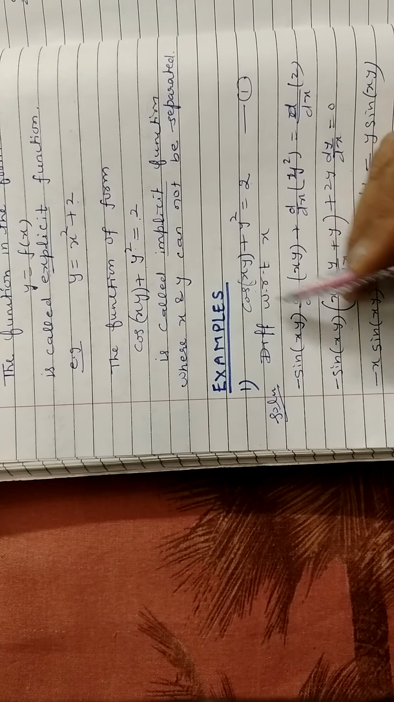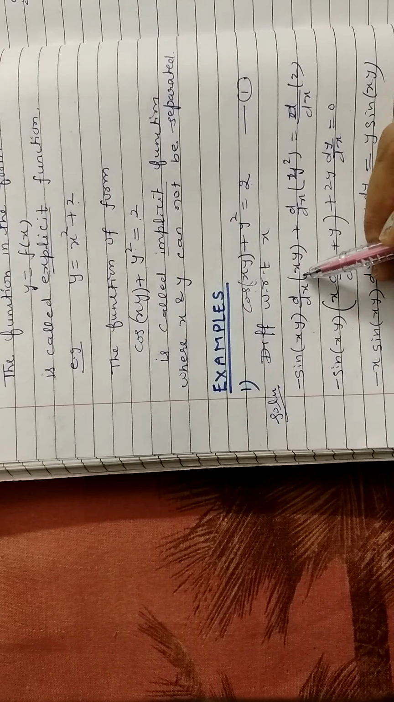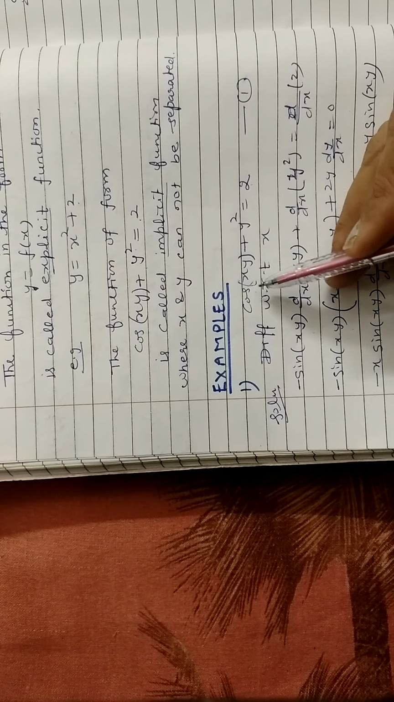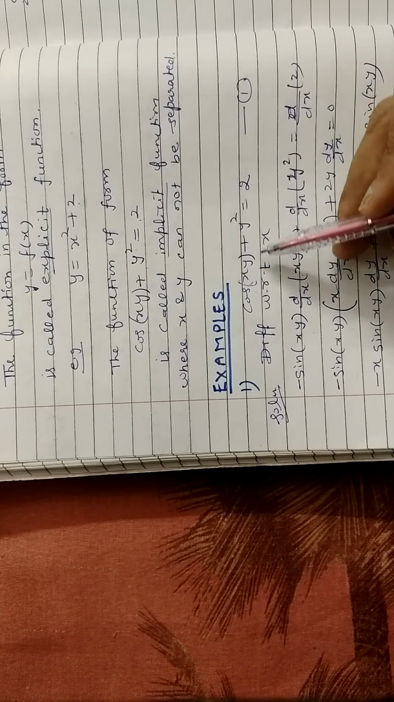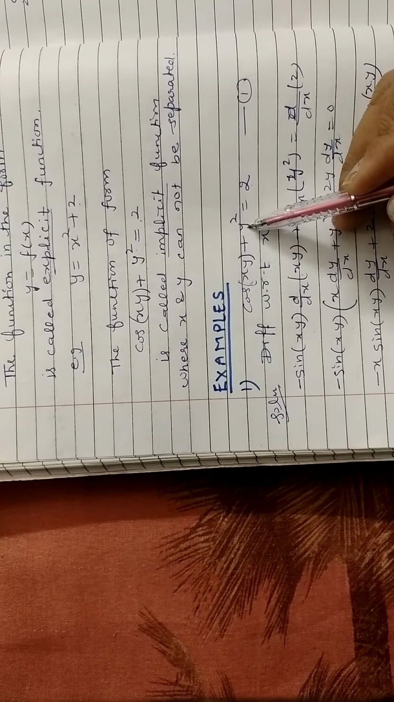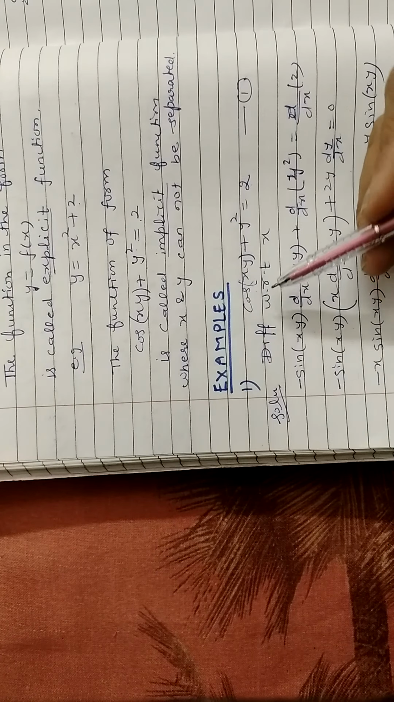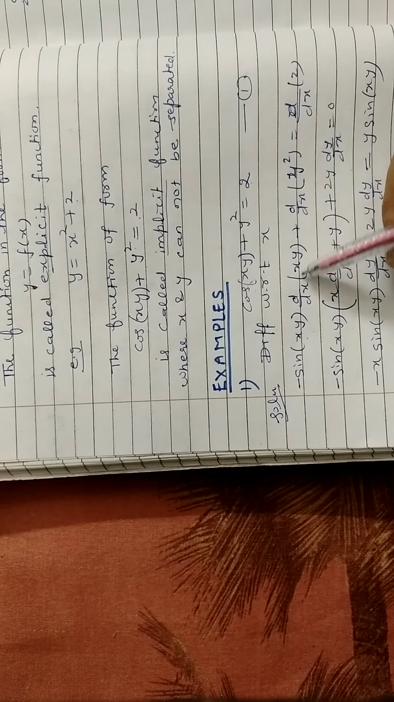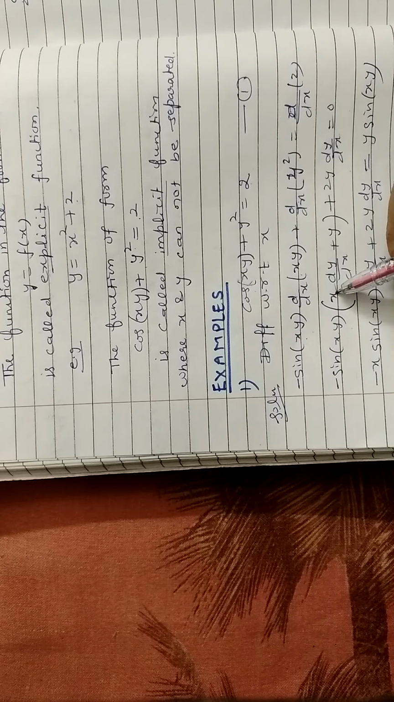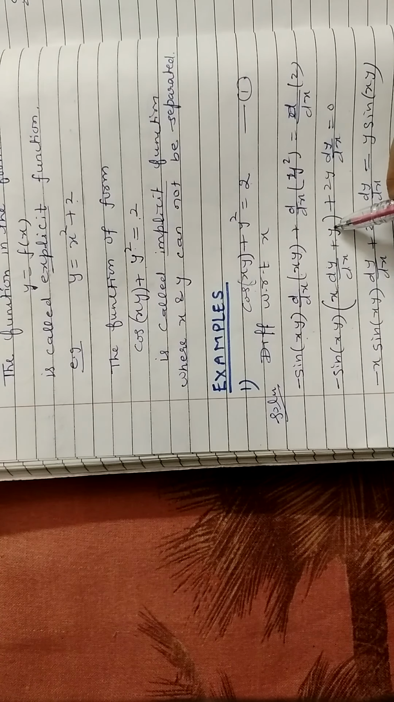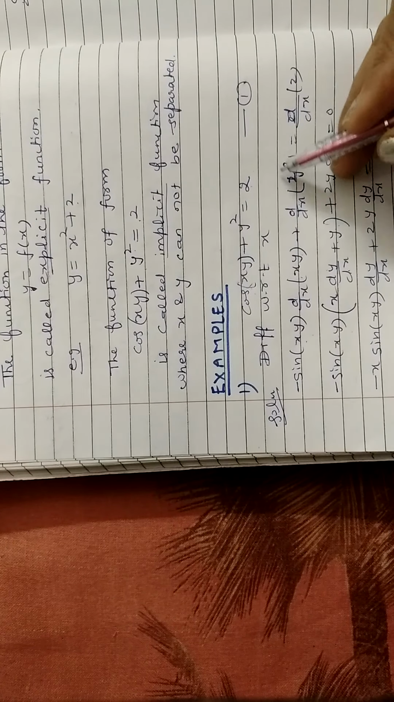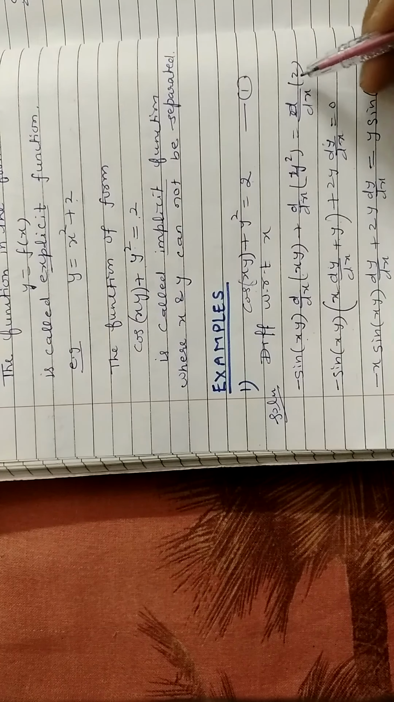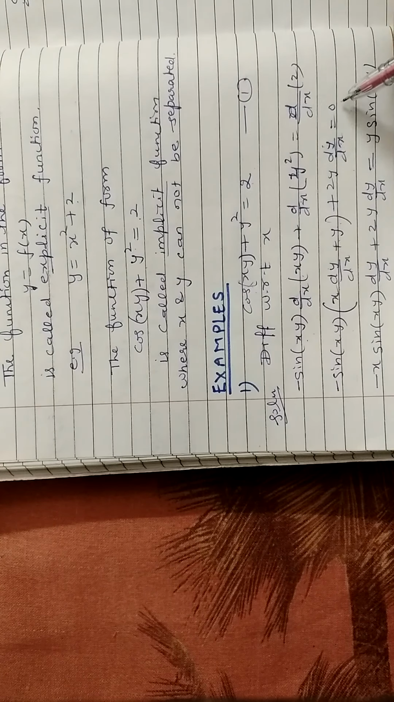What is the derivative of cos(xy)? You will take the derivative of this plus the derivative of this is equal to the derivative of this. Now what is the derivative of cos(xy)? Minus sin(xy). Then the derivative of xy, that is what? x as it is, dy by dx, plus y as it is, derivative of x is 1. And the derivative of y square is 2y dy by dx, equal to the derivative of 2, and that is 0.